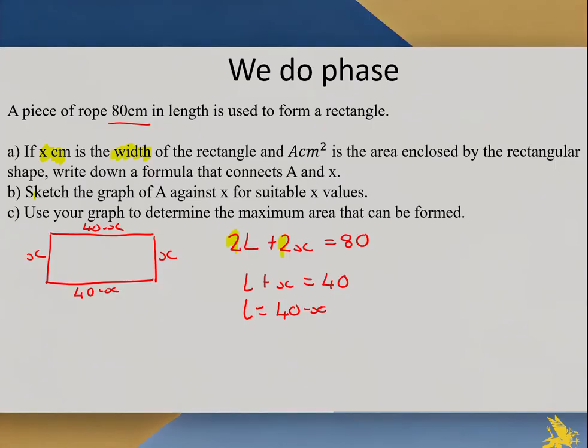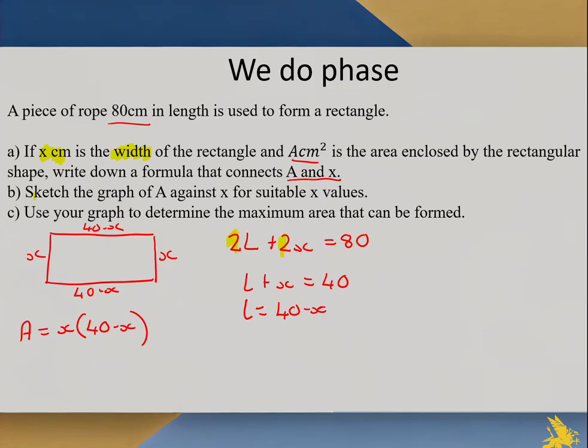The next part is coming up with a formula for area. So if we're talking about area, how do we work out the area of a rectangle? We do that by doing length times width. So area is equal to X times 40 minus X. That's the formula, and that's in relation to A and X.